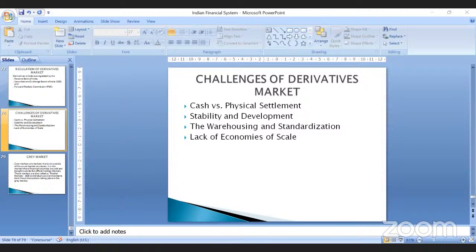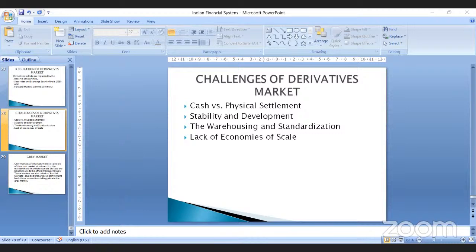The third thing is warehousing and standardization. See, any country's commodities derivatives can run smoothly when they have a proper warehousing system which is sophisticated, efficient and convenient, right? If these standardizations are not met, if quantity, quality and grading are not properly determined, you cannot trade in the derivatives market.